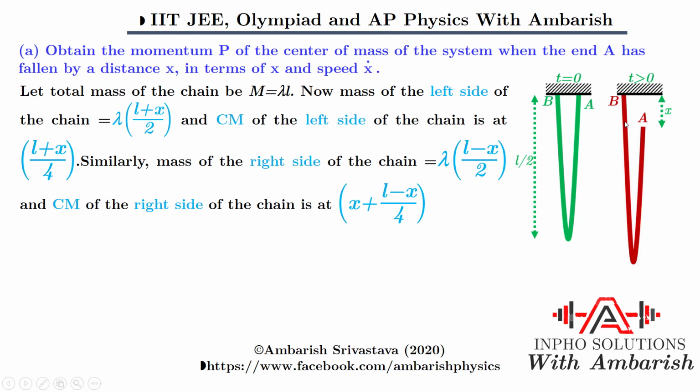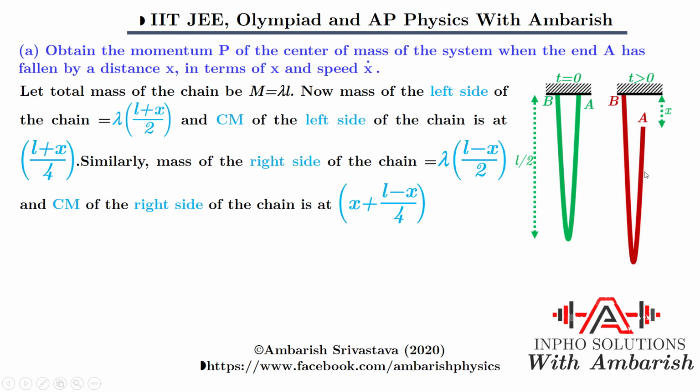You must have done this when you have studied the constraint relations. So that means the length on the left side becomes L by 2 plus x by 2, and on the right side it becomes L by 2 minus x by 2. Now let the total mass of the chain be m equal to lambda L, and the left side mass of the chain will be lambda into L plus x by 2, because x by 2 has increased on this side, and accordingly the center of mass of this side will be at L plus x by 4.